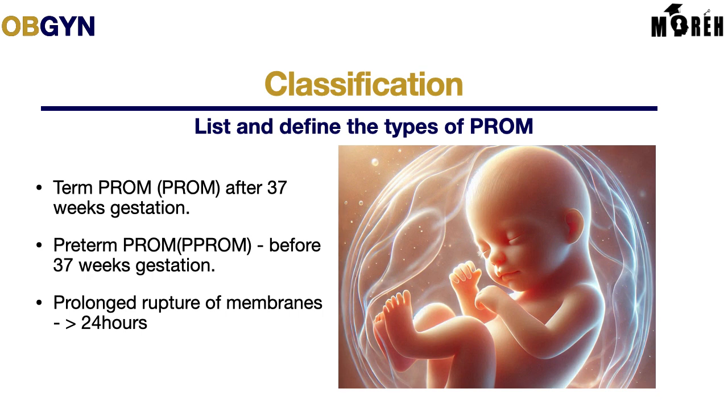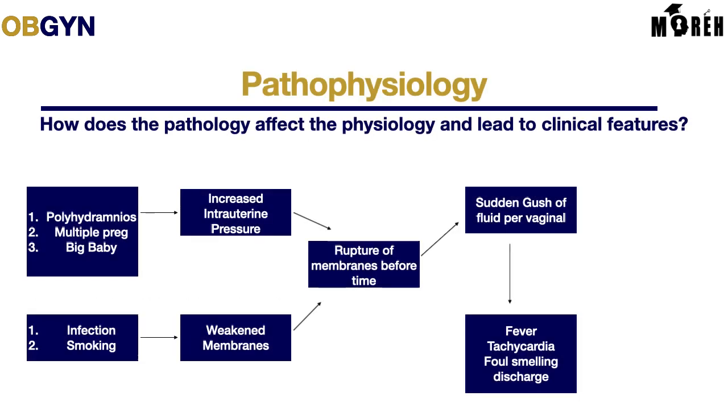Now, there are many different things that can function as risk factors for PROM, and we're going to look at them as we look at the pathophysiology of PROM. So, what is the main problem? When we talk about pathophysiology, we're saying how does the pathology affect the physiology and lead to clinical features. So now, what's the main problem in PROM? The main problem is that there's rupture of membranes before time.